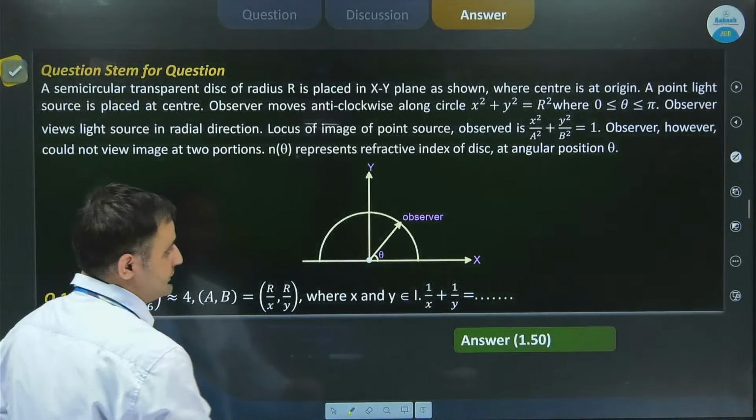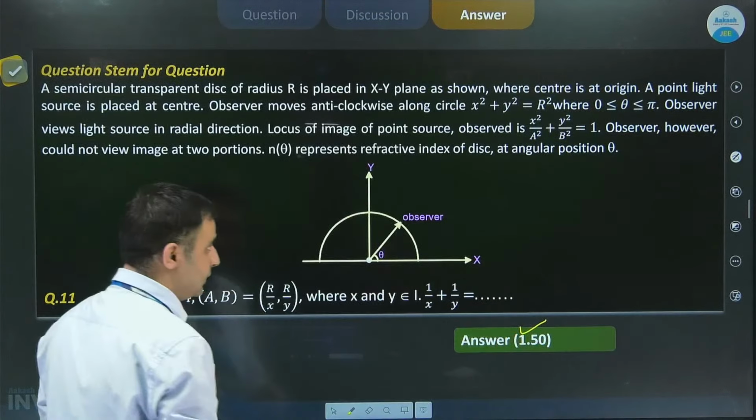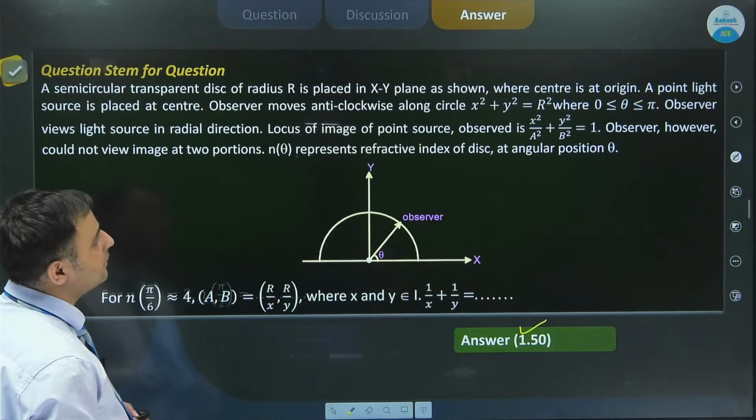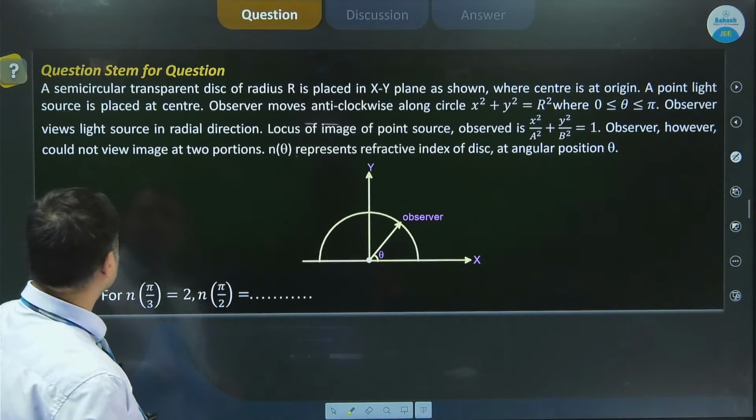Yes, it is 1.5. So it is based on apparent depth question. Now let's move on to the next question.